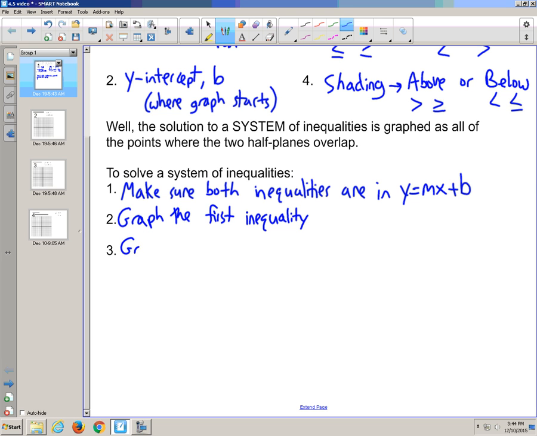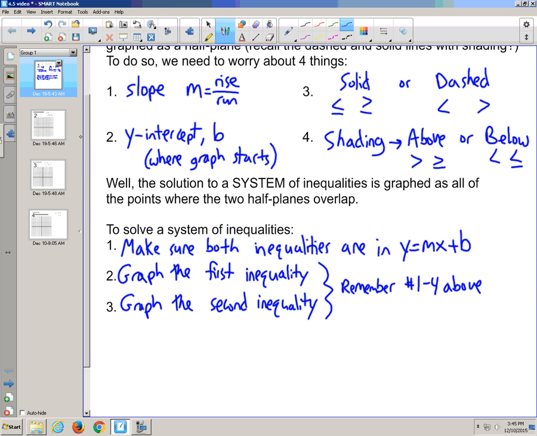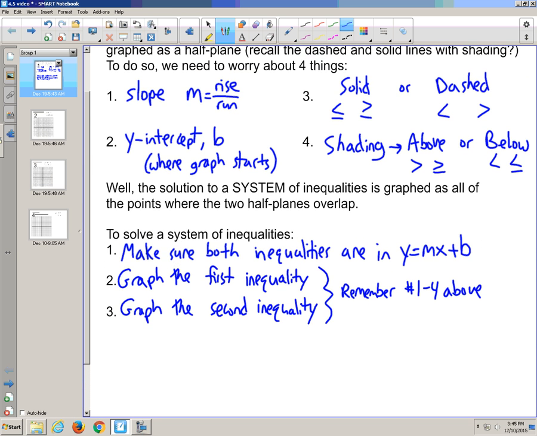Step 3, graph the second inequality. For these two steps, 2 and 3, we want to make sure to remember numbers 1 through 4 above. We want to make sure that we get all of those pieces correct. After that, what we're going to have is 2 different inequalities graphed on one plane. The overlapping region of shaded areas is our solution. So we'll look at a couple examples of that.